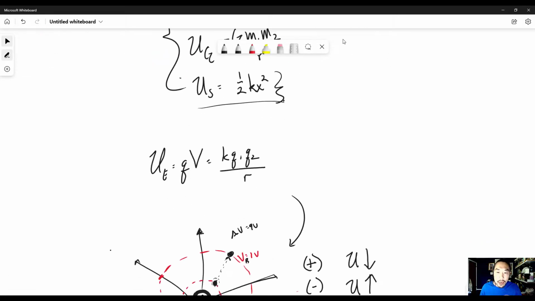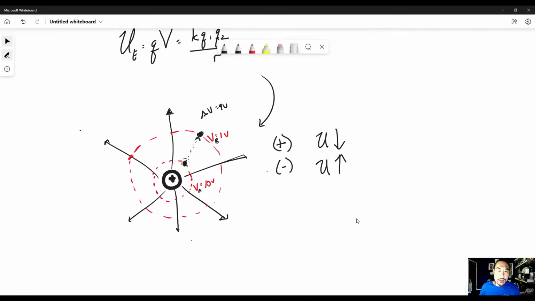So keep that in mind as you go with these problems. Always ask yourself, what is the potential doing, or what is the charge doing? What does the charge want to do? And is that an increase in potential or a decrease in potential? Now, another way that you can think about this is, what does that potential turn into? For us, potential energy in these scenarios will turn into kinetic energy.